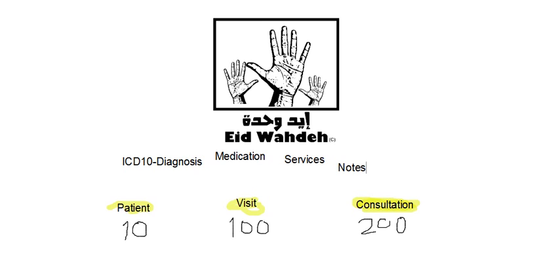So the relation between these concepts is that the number of visits is always greater than or equal to the number of patients, and the number of consultations is always greater than or equal to the number of visits. Also, we said that in each visit the doctor might give the patient one or more medications or one or more services, or he might write one or more notes. Also, he can discover one or more diagnoses, which are based on the ICD-10 coding system. So these are the general concepts behind the reports.